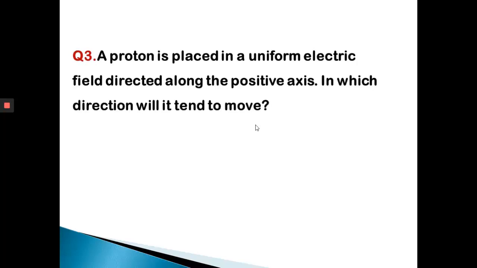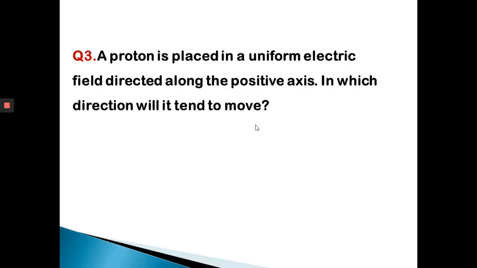Next question. A proton is placed in a uniform electric field directed along the positive axis. In which direction will it tend to move? Proton is placed. Proton is having positive charge. Right? It's moving along the positive axis. So the direction of electric field is along the positive axis. Proton is having positive charge. So proton will be moving in which direction?